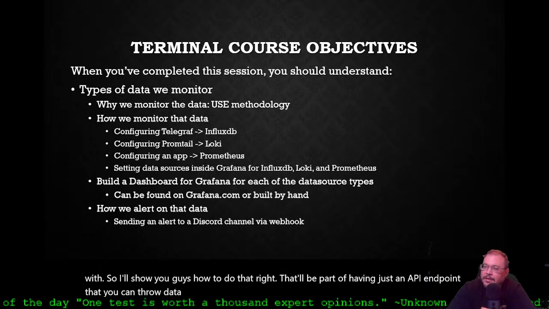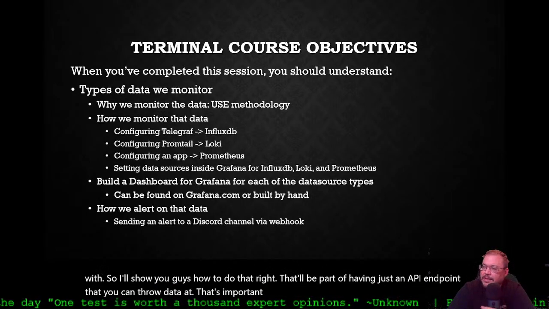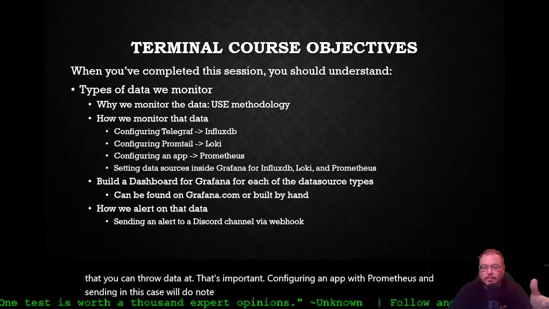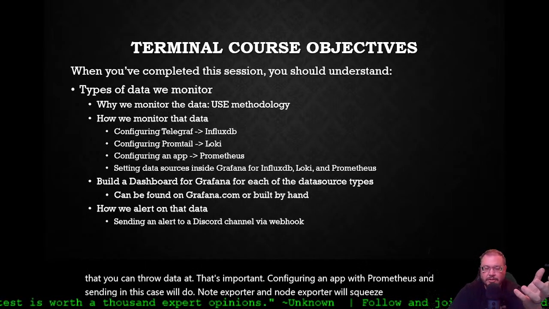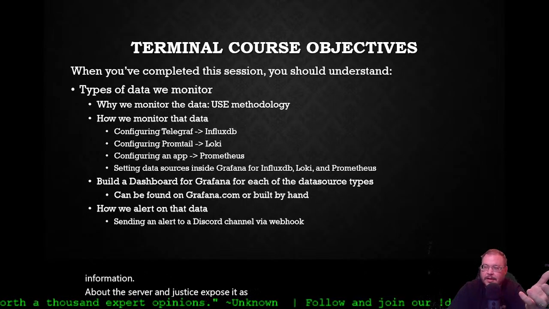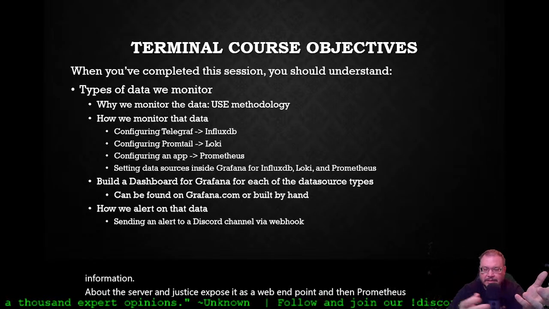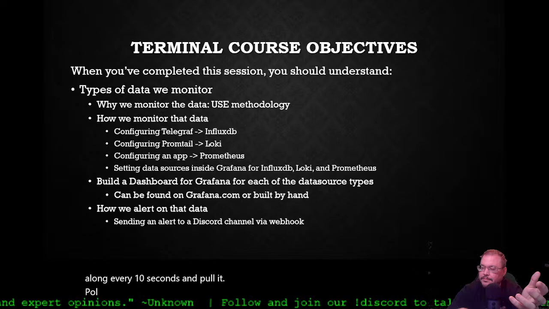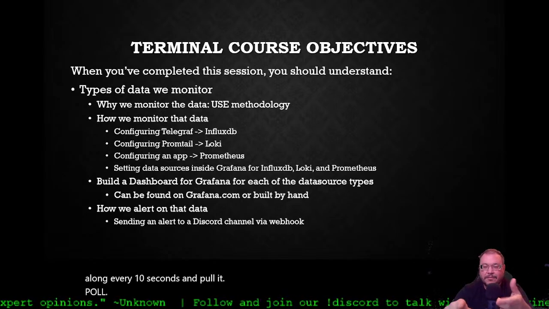That's important. Then we'll configure an app with Prometheus, and in this case we'll do Node Exporter. Node Exporter will gather a bunch of information about the server and just expose it as a web endpoint. Then Prometheus will come along every 10 seconds and poll it. P-O-L-L. Do you have any data for me? Do you have any data for me?